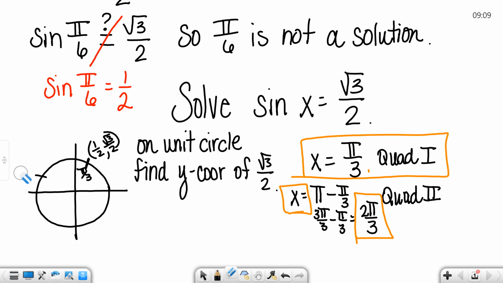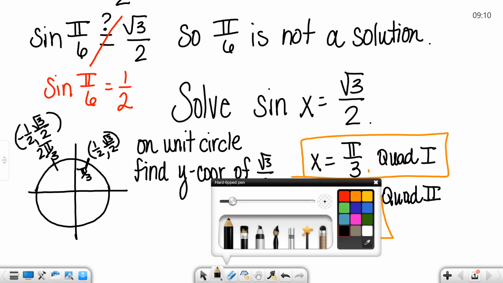I actually didn't put that in a good place. It's too close to the axis there. And that ordered pair is negative 1/2, positive square root of 3 over 2. So those are the two places that I have just identified, pi over 3 and 2 pi over 3. In quadrant 3 and quadrant 4, it would be a negative y value. Sine is the y value.